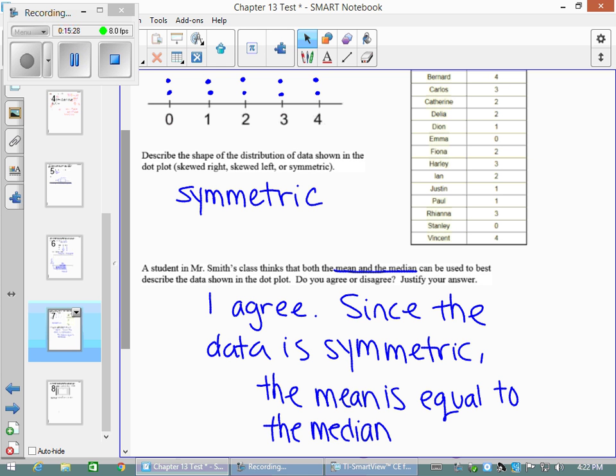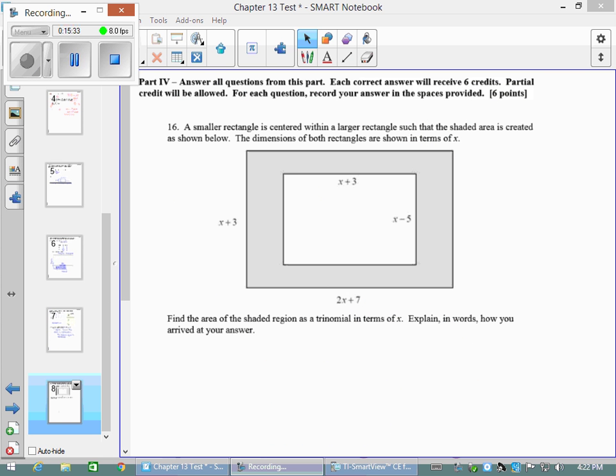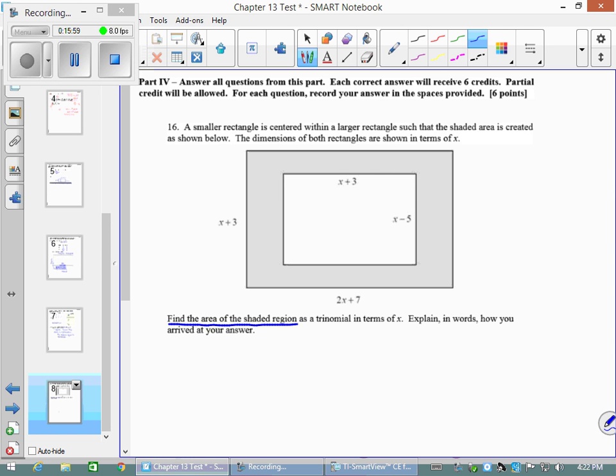Okay, and the last question on this test, number 16, gave us a smaller rectangle centered within a larger rectangle, and we were told that the area, the shaded area, is created based on that shape. So the dimensions of both rectangles are given. Our larger rectangle has dimensions of 2x plus 7 and x plus 3, and our smaller rectangle is x plus 3 and x minus 5. We were asked to find the area of the shaded region as a trinomial in terms of x, and then to explain how we arrived at our answer.